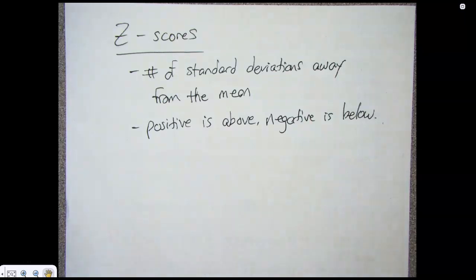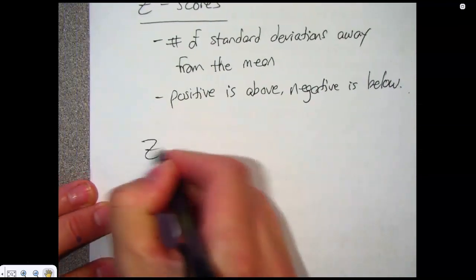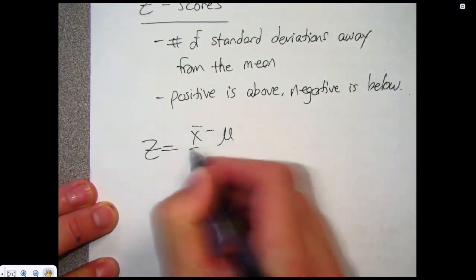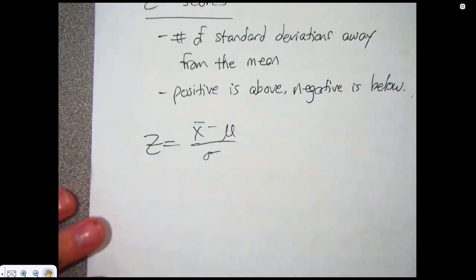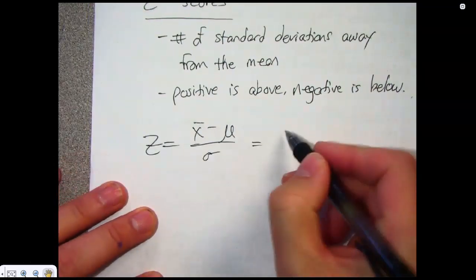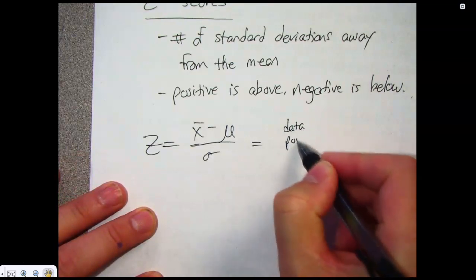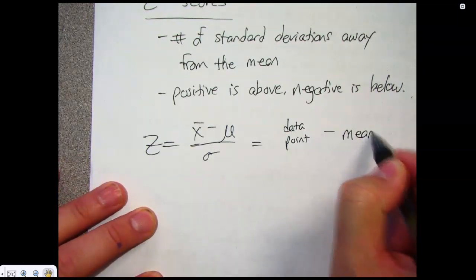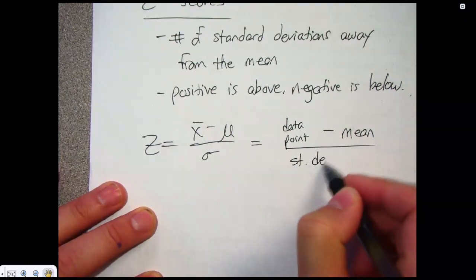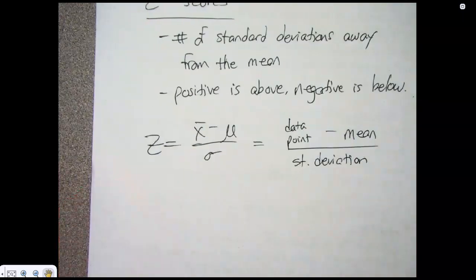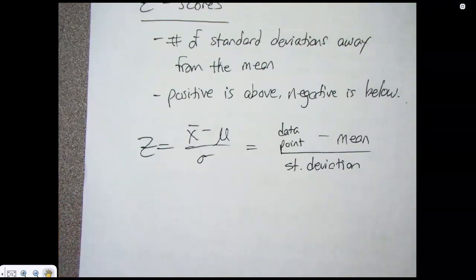So the formula is z equals x bar minus mu over sigma, which is the data point minus the mean over the standard deviation. Same formula, I'm just writing it out in words instead of symbols. And then this is what we start translating things into to work with, and I'll show you how to work with this in your calculator tomorrow. Anyway.